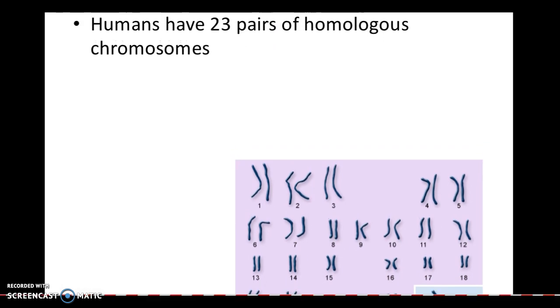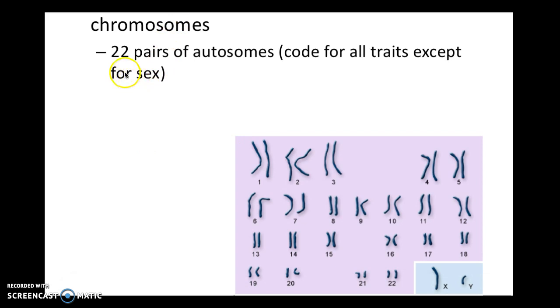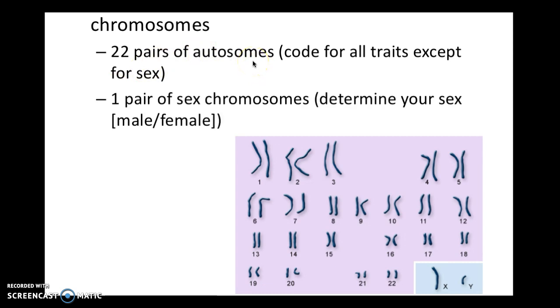Here is 23 pairs of homologous chromosomes, okay? So of these 23 pairs of homologous chromosomes, 22 pairs are called autosomes that encode for all traits except for sex. So me, I'm a female, shocker, and all the boys in the world have the same autosomes. We differ with sex chromosomes. They determine if you're a man or a woman.